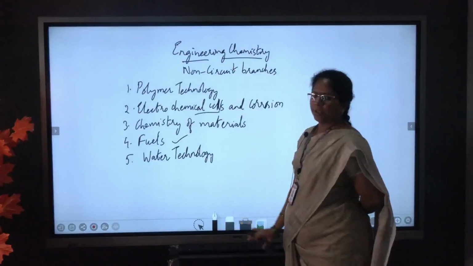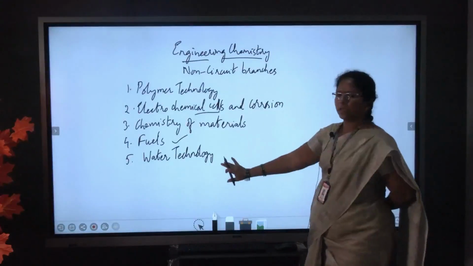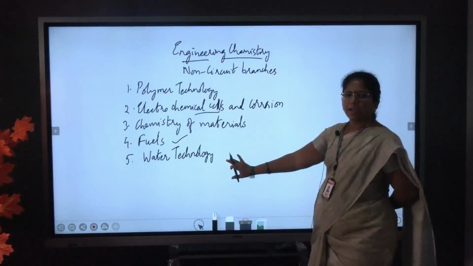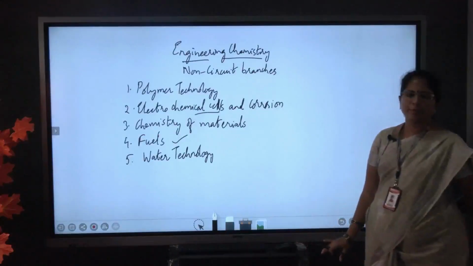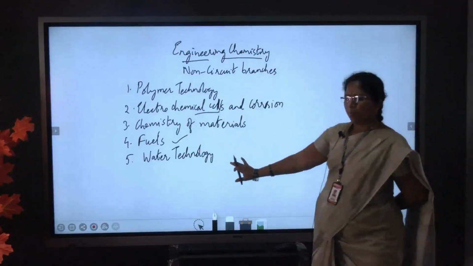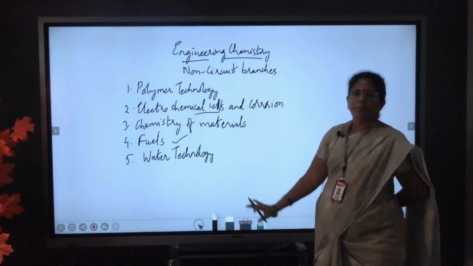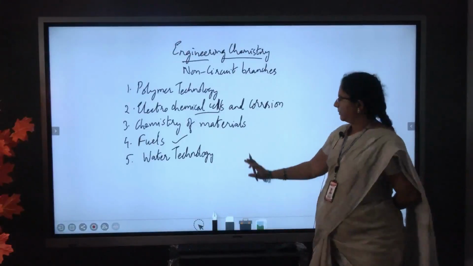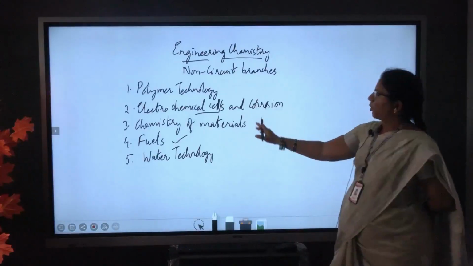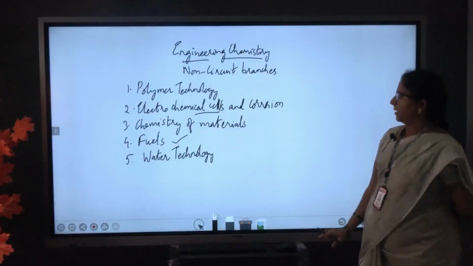And coming to the fifth unit. The objective of the fifth unit, Water Technology, is to explain how potable water is supplied for drinking purposes and the drawbacks of the steam boilers. Water is an important material in many industries. So these are the objectives of this course, Engineering Chemistry.